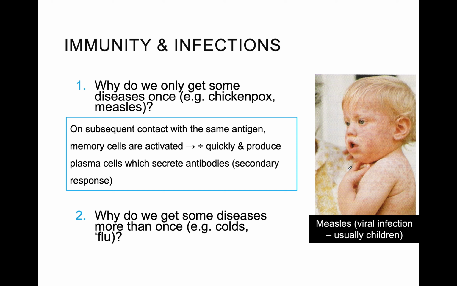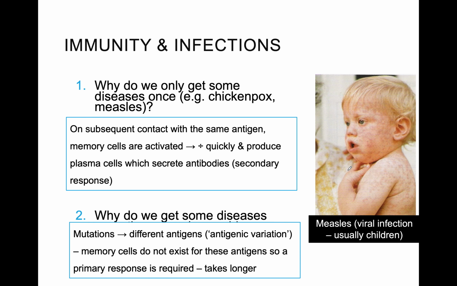Some diseases that you do get more than once, colds and flu, coronavirus, is because of those mutations. They produce different antigens. And because they produce different antigens, the memory cells don't exist. That means that the primary response is required, and this takes longer.